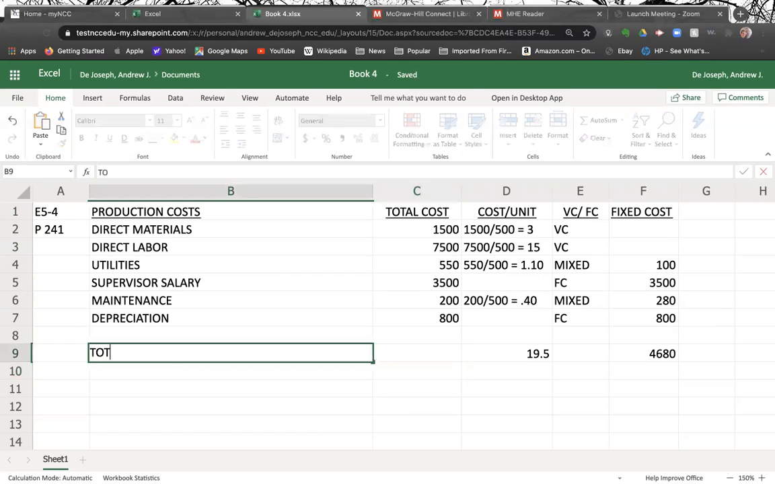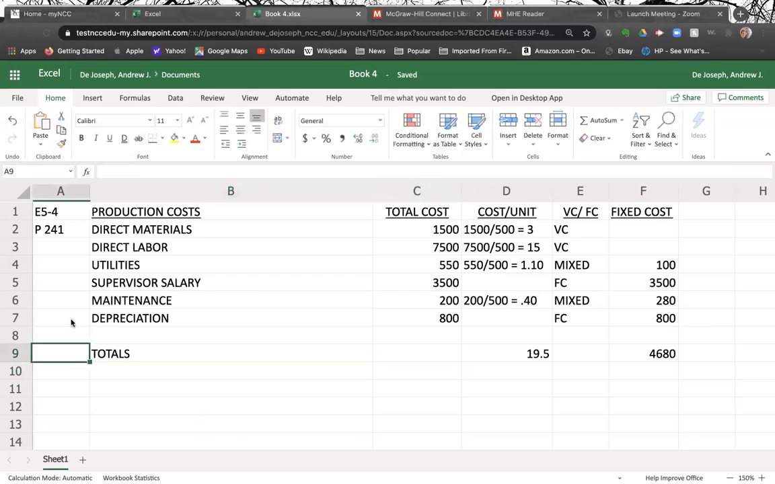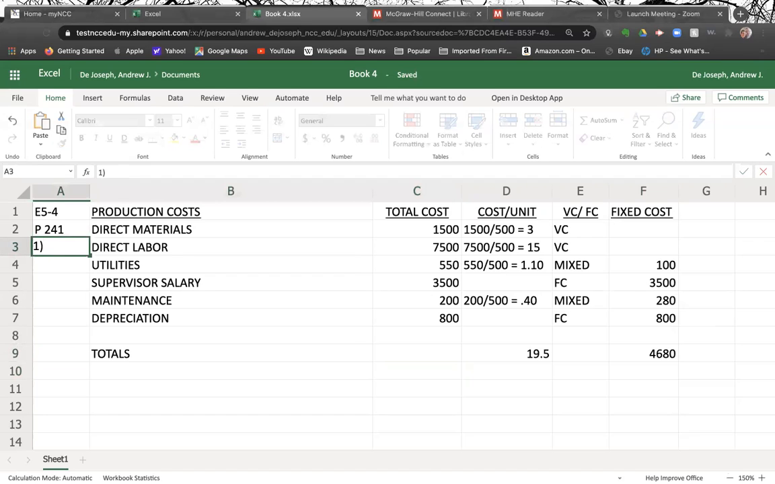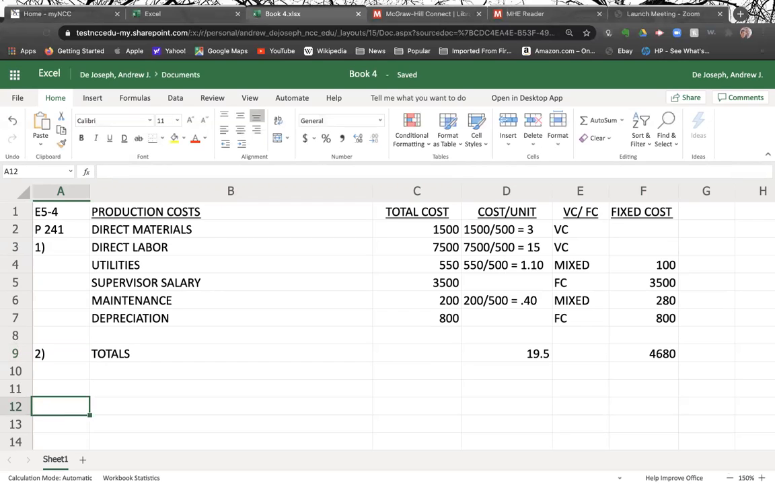I'll say totals here. Determine the total fixed cost per month and variable cost per unit. Well, we did that too, right? That's here. So what we did up here was part one, and what we did over here was part two. Then part three, forget, because we didn't do that linear equation. Calculate Morning Dove's expected total cost if production increased to 1,200 units per month. So this is part four.